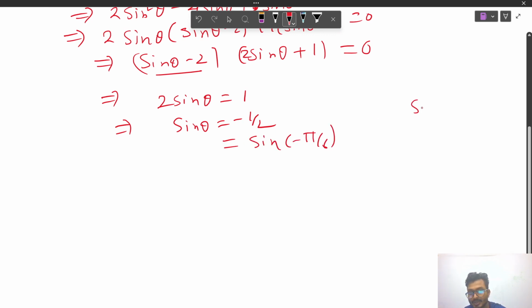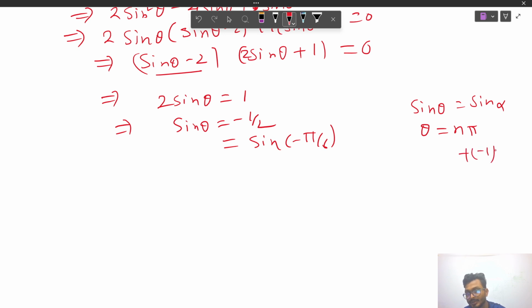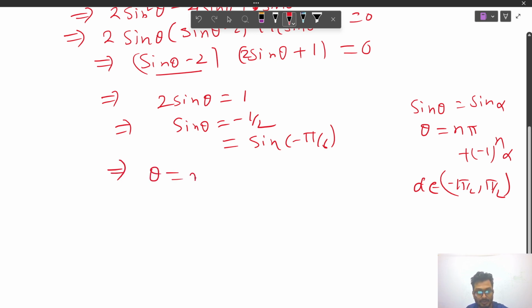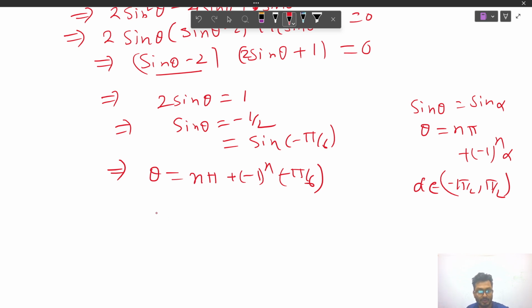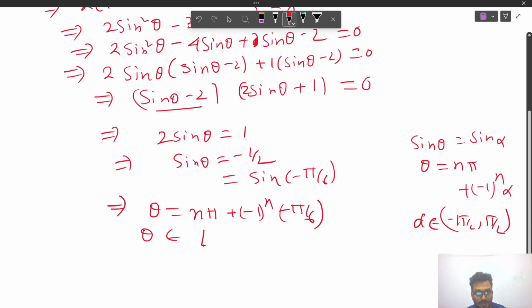Now we know that if sine theta equals sine alpha, then theta will be nothing but n pi plus minus 1 to the power n alpha, where alpha is from minus pi by 2 to pi by 2, right? So from here what we get? We get theta equals n pi plus minus 1 to the power n into minus pi by 6, and it is also given that theta belongs to minus 2 pi to 2 pi.